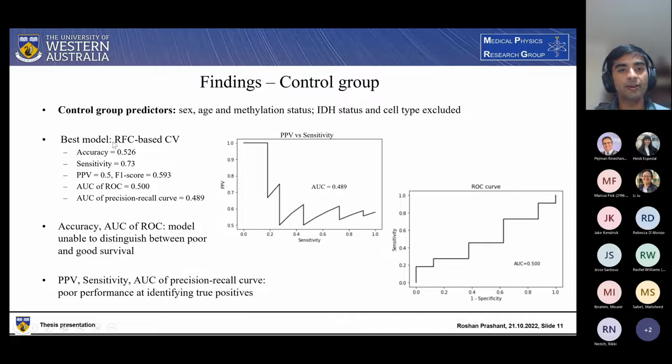The accuracy of 0.526 and the area under the ROC curve of 0.5 in this best performing model for the control group indicates that it was unable to distinguish between poor and good survival. And furthermore, the value of the PPV, which was 0.5, and the area under the curve of the precision recall curve, which was also approximately 0.5, shows that this model also had poor performance at identifying true positives, which is what essentially sensitivity is.